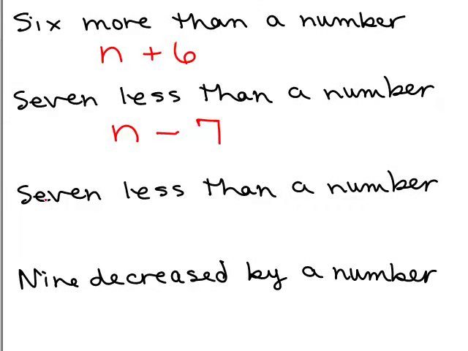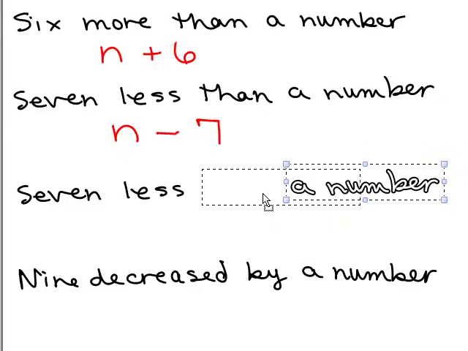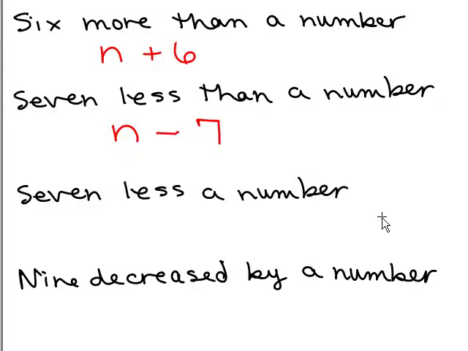Now, look at this third one. It's not the same. It says 7. Oops, it is the same. I didn't mean to put less than. I meant to put 7 less a number. A little bit different. 7 less a number. Well, first of all, most people don't talk that way, but you might see this once in a while. 7 less a number means we start with 7. Less a number means we take away that number. So this is 7 minus n.